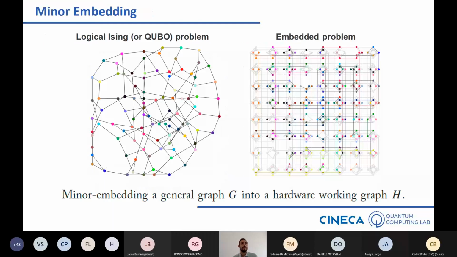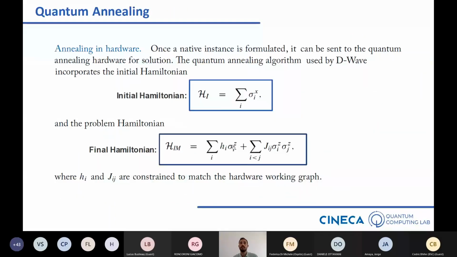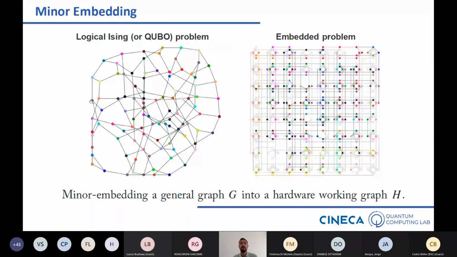What else? You also understood that a QUBO problem, or equivalently an Ising problem, so they are the same, can be written in this way. You have linear terms and quadratic terms. You can put everything in a matrix. The h_i give you the diagonal terms, the J_ij give you the off-diagonal terms. So basically you can interpret the QUBO as a weighted graph. And if you want to solve this on the D-Wave, you apply minor embedding, so you have to embed your logical formulation into the D-Wave hardware.